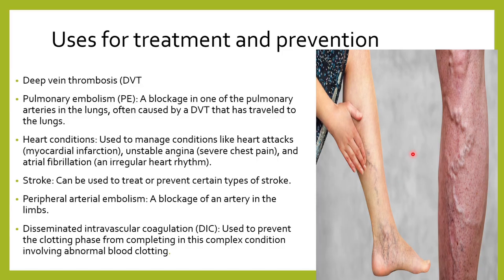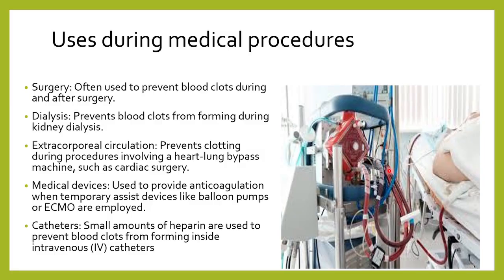Disseminated intravascular coagulation, so that it will prevent the clotting phase, okay, and preventing the abnormal blood clotting, we give heparin. During the medical procedures, during surgery, when we want to prevent the blood clots during and after surgery, we give this heparin. Dialysis patient, that will prevent the blood clot during the kidney dialysis. The patient is having extracorporeal circulation, like a heart lung bypass machine, etc. When we are performing cardiac surgery, heparin is given. Medical devices, when we are using things like balloon pumps, etc., we use this heparin.